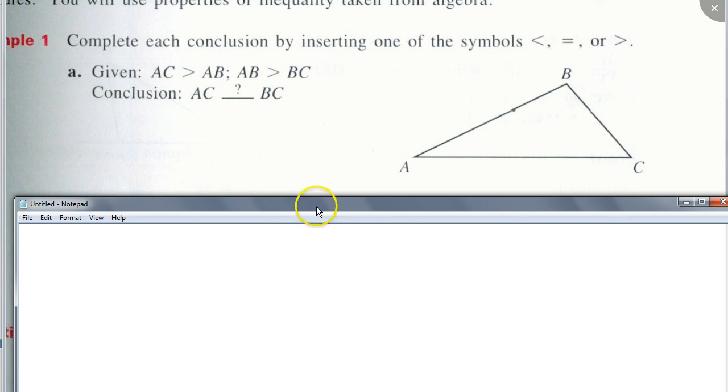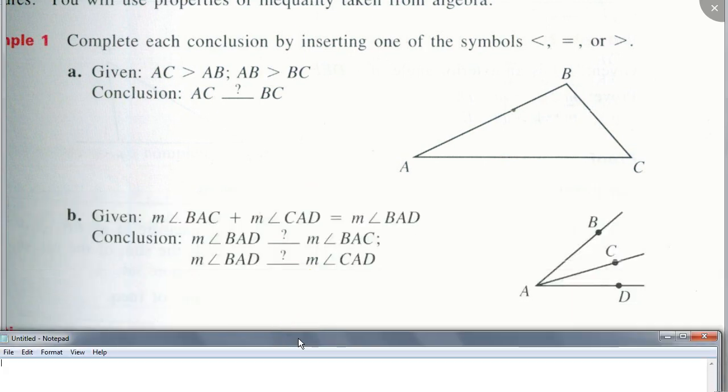Okay, next, what if I have this? I have angle ABD, and they're telling us, okay, if the measure of angle BAC plus the measure of angle CAD is equal to the whole angle BAD, what can you tell me about the two angles? It's sort of obvious. What can you tell me about BAD versus BAC? Which one's greater? BAD, obvious, right? Because BAC is part of BAD. What can you tell me about BAD versus CAD, class? BAD is greater, right? CAD is part of the whole thing. Okay, sort of obvious. Does that make sense? Okay, so that's pretty straightforward.